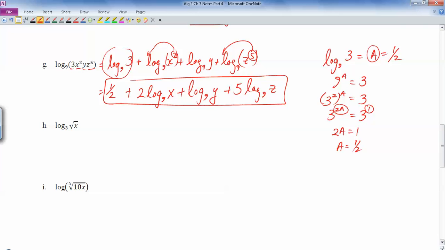Okay. You might also notice the 3 is the same thing as the square root of 9. So you could write this as log base 9 of 9 to the 1/2, and then bring that 1/2 down in front. You're left with a 1. Okay, so then h, let's rewrite this. Log base 3 of x to the 1/2. Well, it's a power, so I can bring the power down in front, and I get 1/2 log base 3 of x. And then that one's done, so that one's quick.